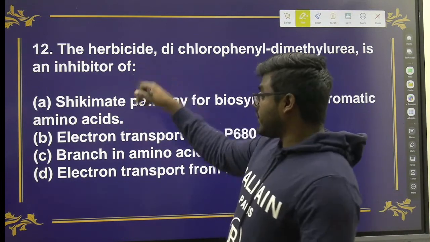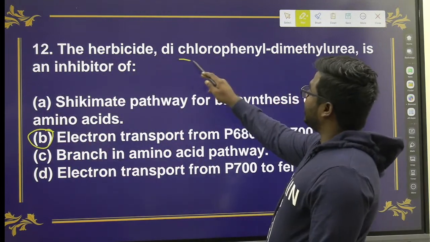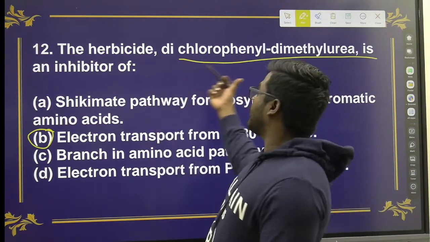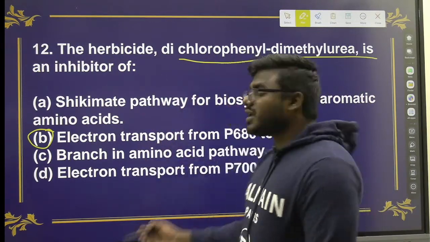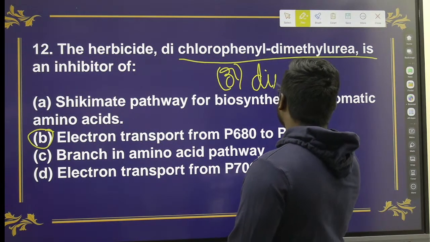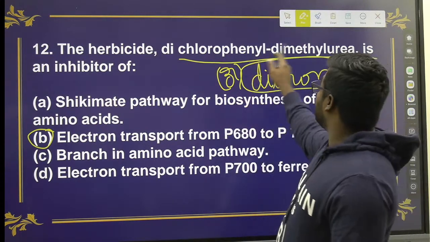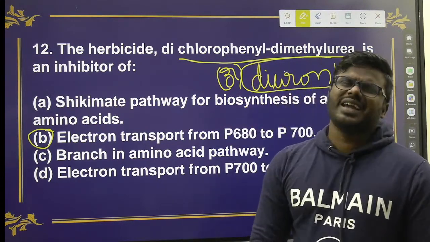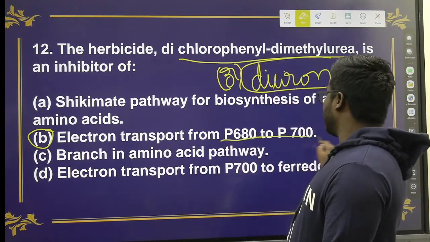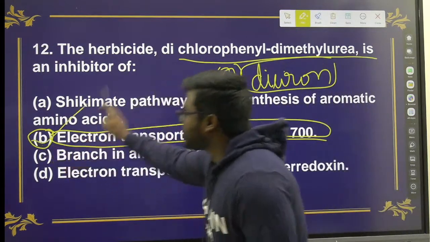The answer for question number 12 is B. The herbicide dichlorophenyl dimethylurea. Sometimes instead of giving dichlorophenyl dimethylurea, they'll give another name. What is the other name for this? You can also call it diuron. Correct? So what is the ultimate function of dichlorophenyl dimethylurea, or diuron? It can directly block the electron transport between the two photosystems, that is between P680 and P700. It's a direct and straightforward question. The answer will be B.